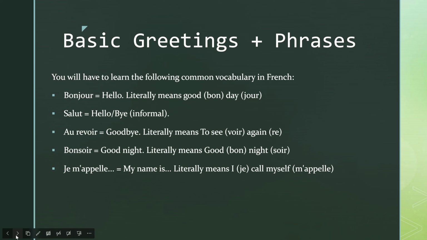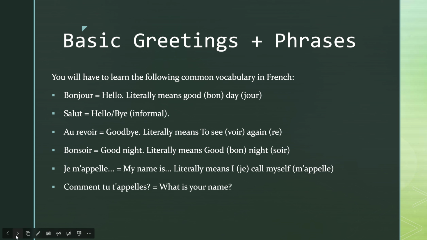Je m'appelle, and then you add in your name after it. It means my name is blah blah blah. It literally means I call myself. Je means I, and m'appelle means I call myself. And this is actually a reflexive verb. I do something to myself, and we will learn about reflexive verbs and their conjugation later.